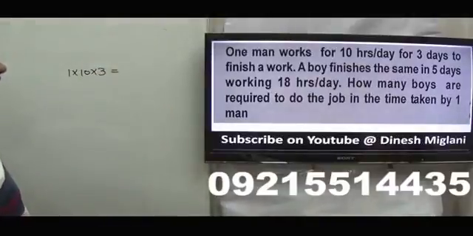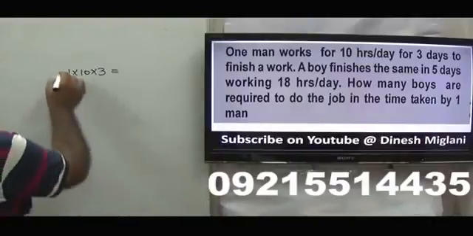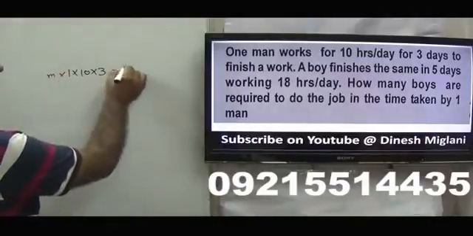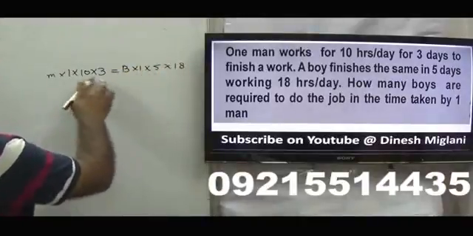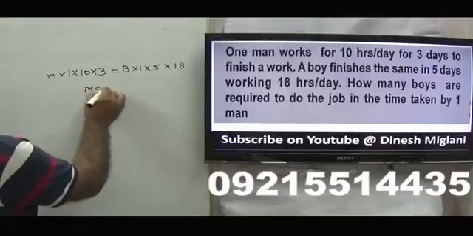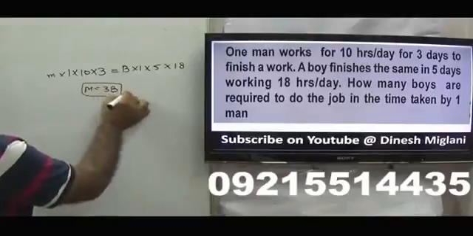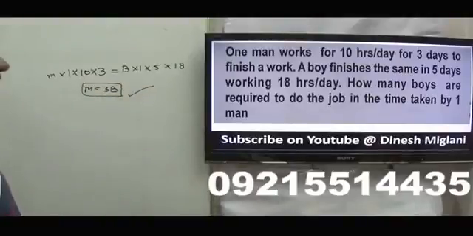Now, because here we are concerned with the boys, first of all we have to find an association between the men and the boys. Only in that case can we answer our problem. How are men and boys interrelated? Let us say a man's efficiency is M and a boy's efficiency is B. So B into 1 into 5 into 18, that is 90, divided by 30, so man equals 3B. One man is equal to 3B.